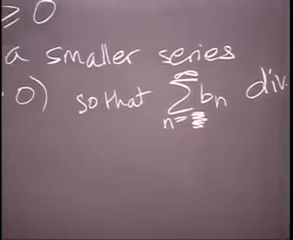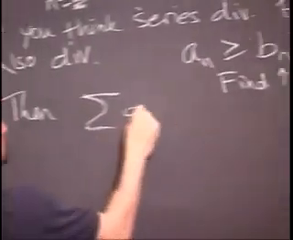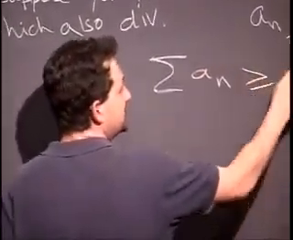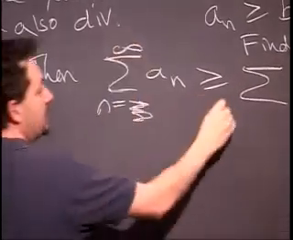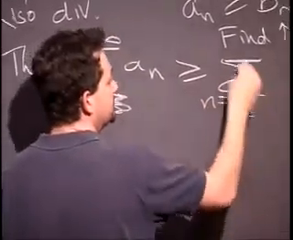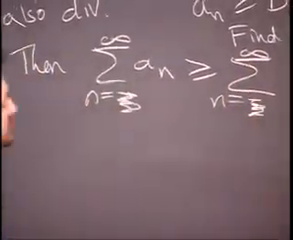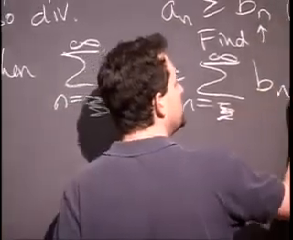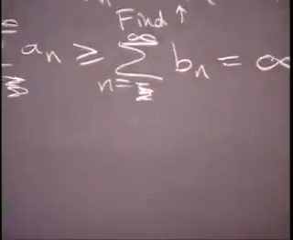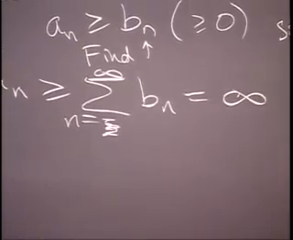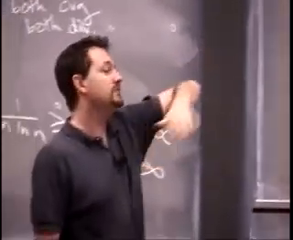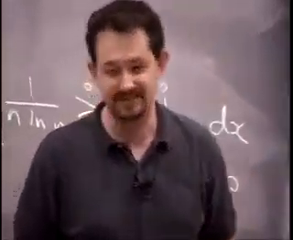Then the series that you want is bigger, n equals whatever. The series you want is bigger than your new series, which supposedly diverges. So you're adding up a whole lot of smaller things, and still get infinity. You are then floating above infinity, which means you're also at infinity.